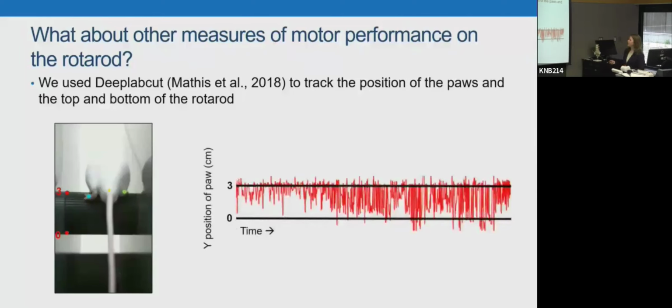And here's an example of what this looks like. So on the y-axis is the Y position, the vertical position of the paw. And then this is time over an entire rotarod trial. So as the rotarod increases in speed over the trial, you can see that their step size gets larger and larger. And they also have more of these slips where their paws go below the bottom of the rotarod.